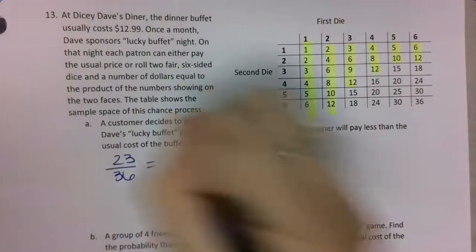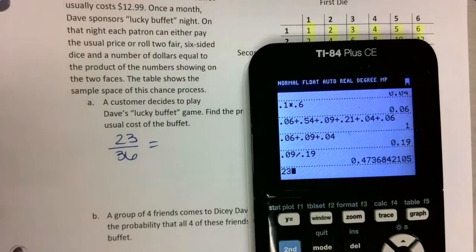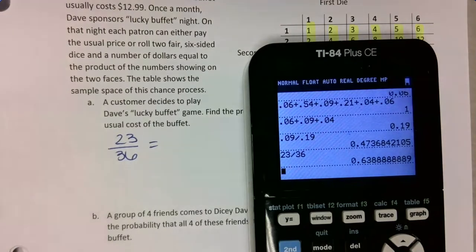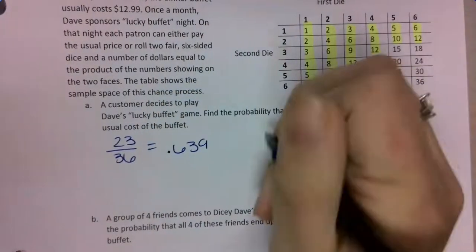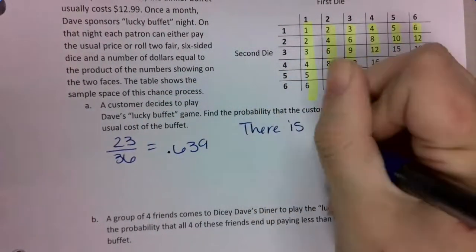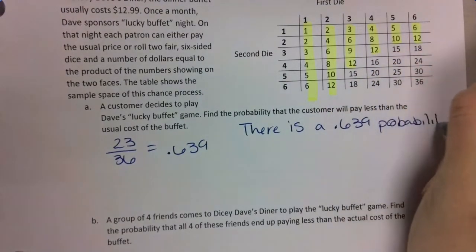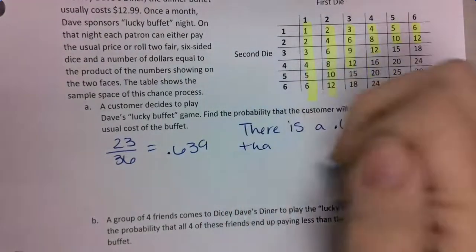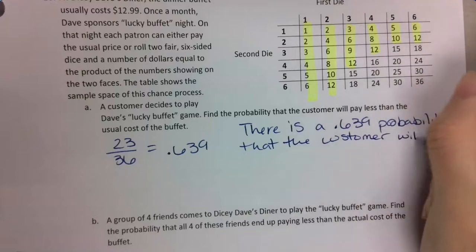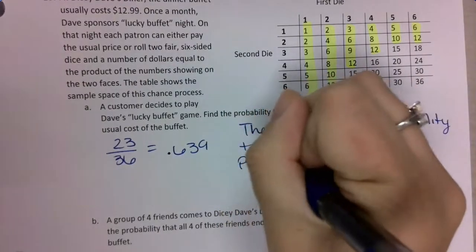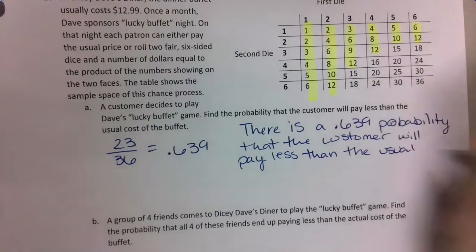So then I just want to divide. 23 divided by 36. There's a 0.639. So there is a 0.639 probability that the customer will pay less than the usual cost of the buffet.